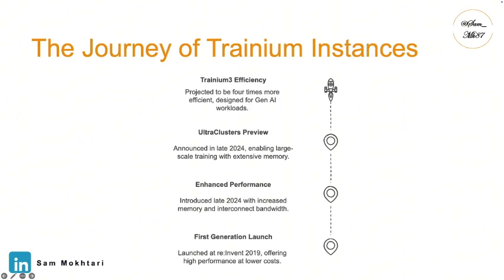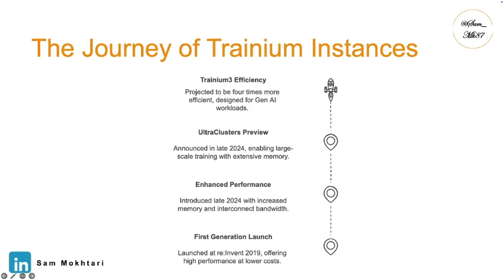TRN2 instances are powered by the new Trainium 2 chips, which feature NeuronCores, 8 of them, which I'm going to cover in the following part. TRN2 instances also significantly enhance memory capacity, offering 96 gigabytes of memory per accelerator, resulting in a total of 1.5 terabytes across a server with 16 accelerators. There was also some improvement in Neuron Link, which is the communication between different Trainium chips.